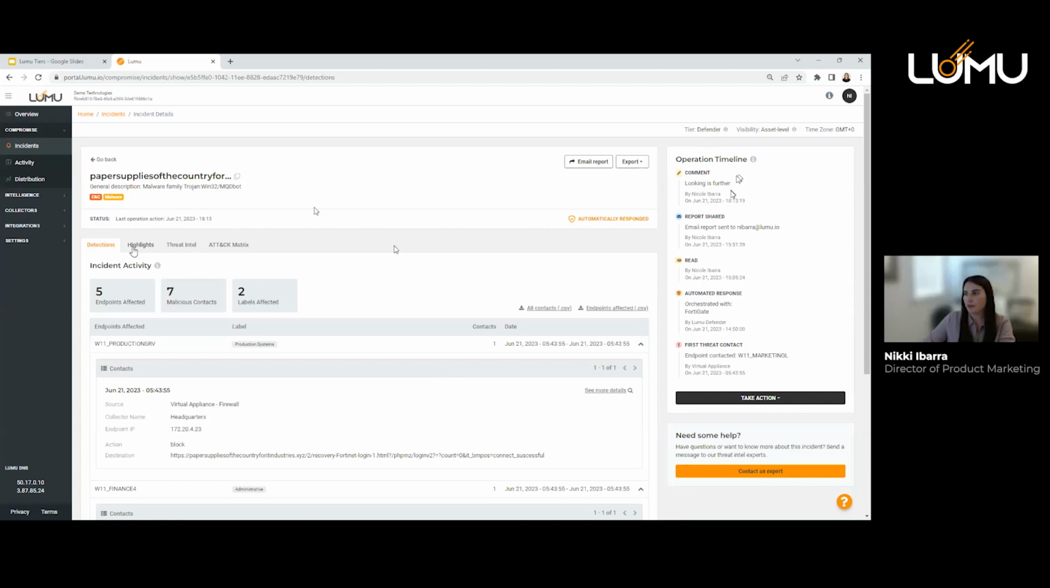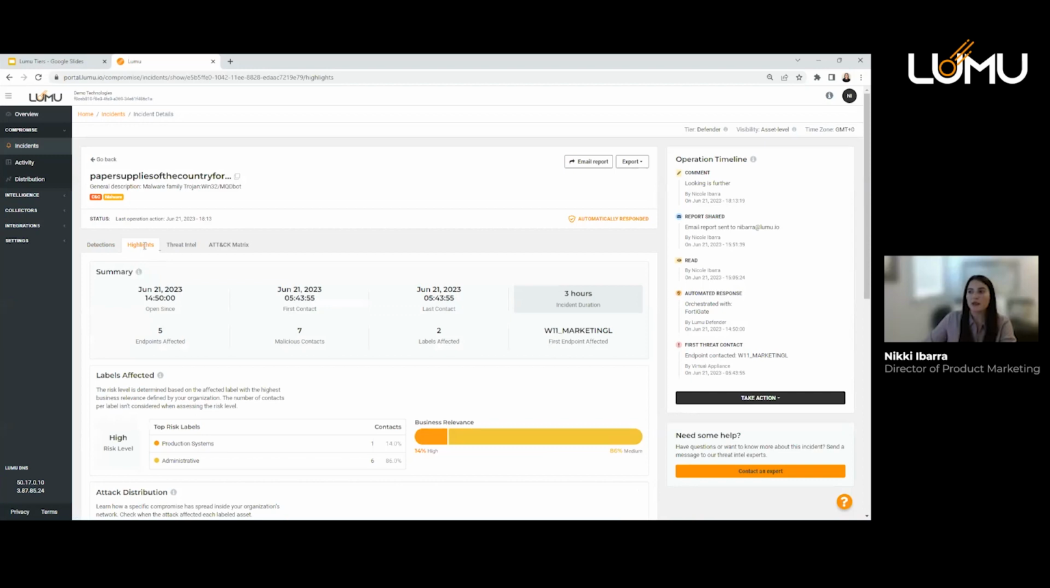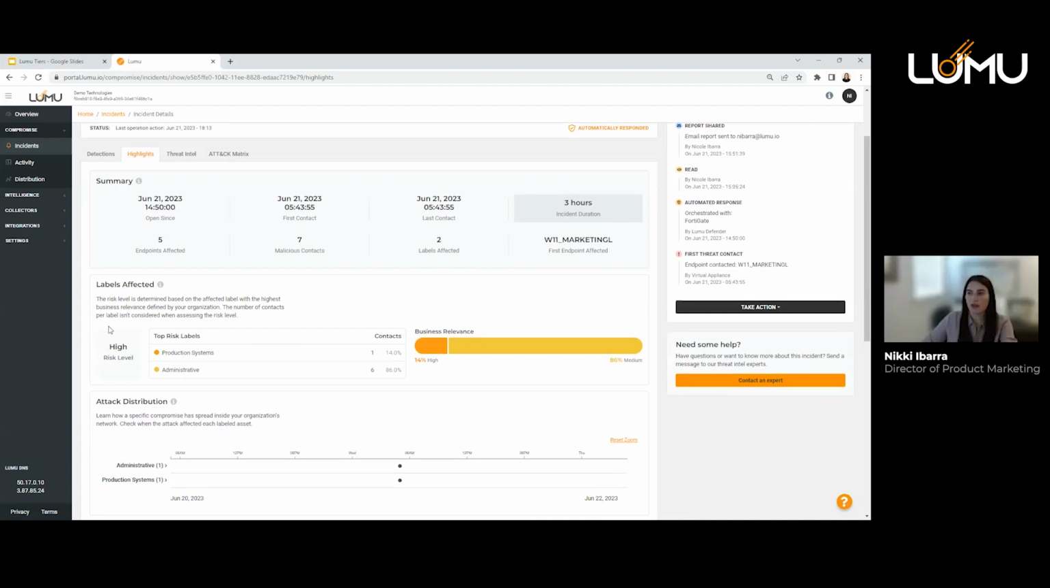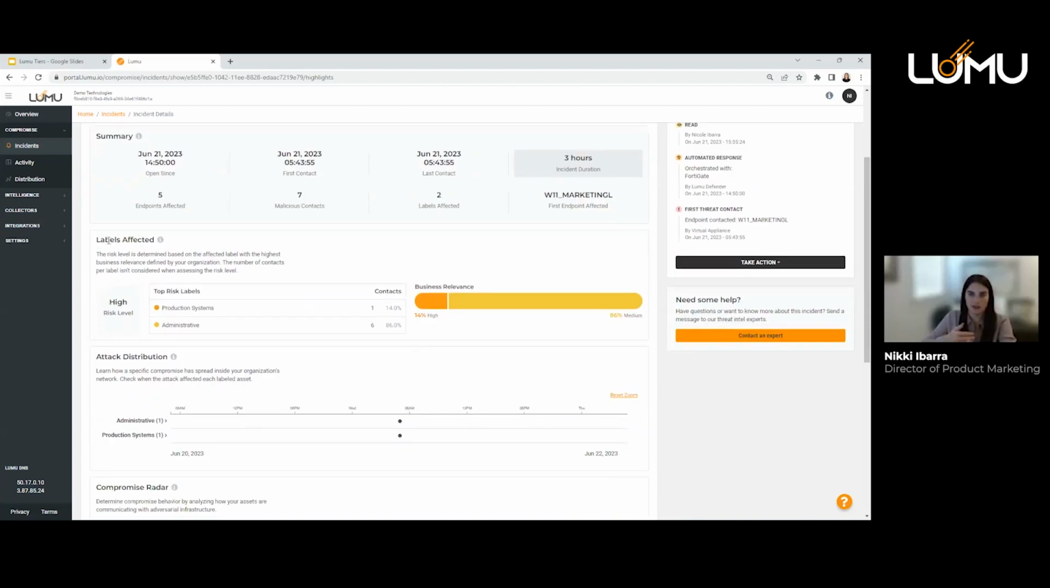You have the other things here, which is the highlights tab. So this highlights tab is sort of a different way of understanding how the incident is moving, but more so how it's impacting your organization, how it's moving and how it's spreading, when it started, the endpoints affected, labels affected, which I touched on earlier. Labels are essentially the way that you organize the metadata that's being collected so that you can then later identify areas of the organization that are being targeted by these bad actors and by these IOCs.